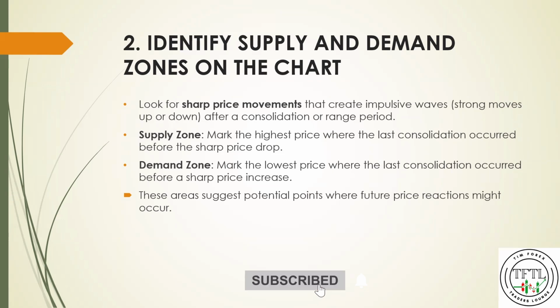So in terms of the supply zone, you need to mark the highest price where the last consolidation occurred before the sharp price drop. For the demand zone, you need to mark the lowest price where the last consolidation occurred before a sharp price increase. So these areas suggest potential points where future price reaction might occur.